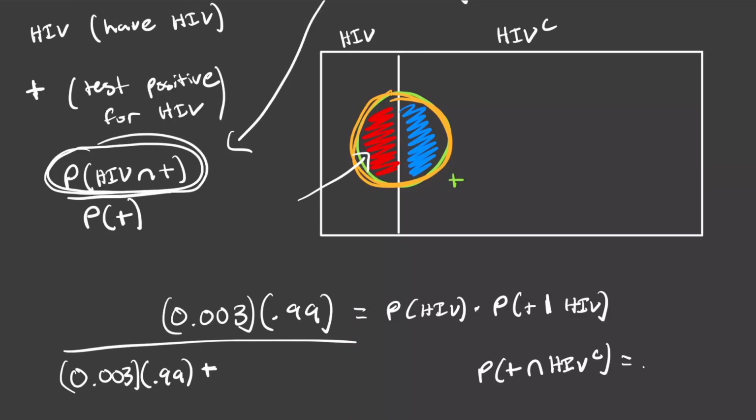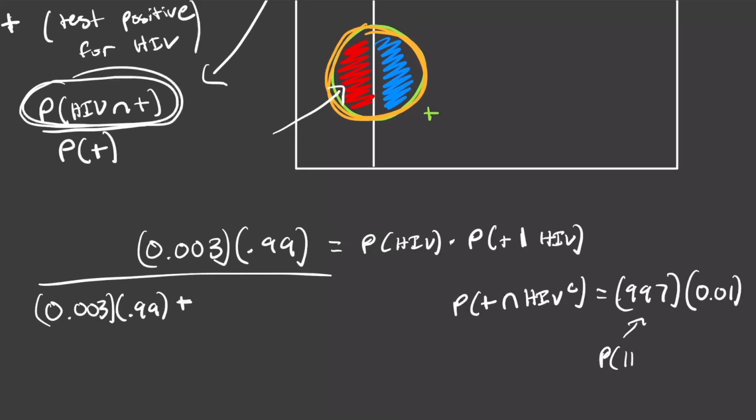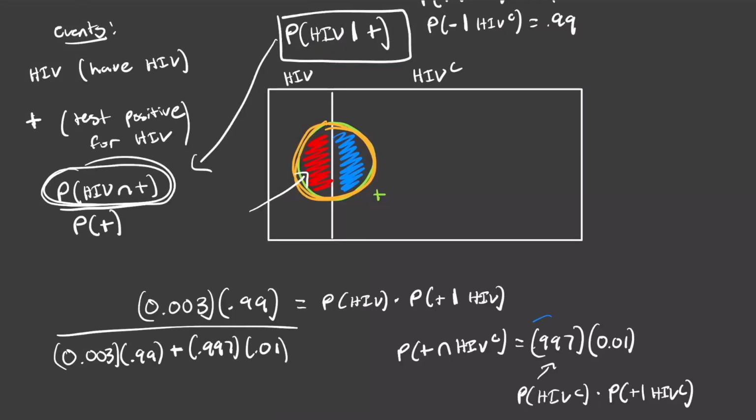So again, 99.7% of people do not have HIV, and of those people, exactly 1% of them will actually test positive for it. This is just the probability of HIV complement, if you wanted to write it more formally, times the probability of having a positive test result given that you do not have HIV. So this is the magnitude of the blue portion over here, and when we plug that back in, the blue portion plus the red portion makes up the entirety of the orange portion, and now we have everything that we need to solve this.